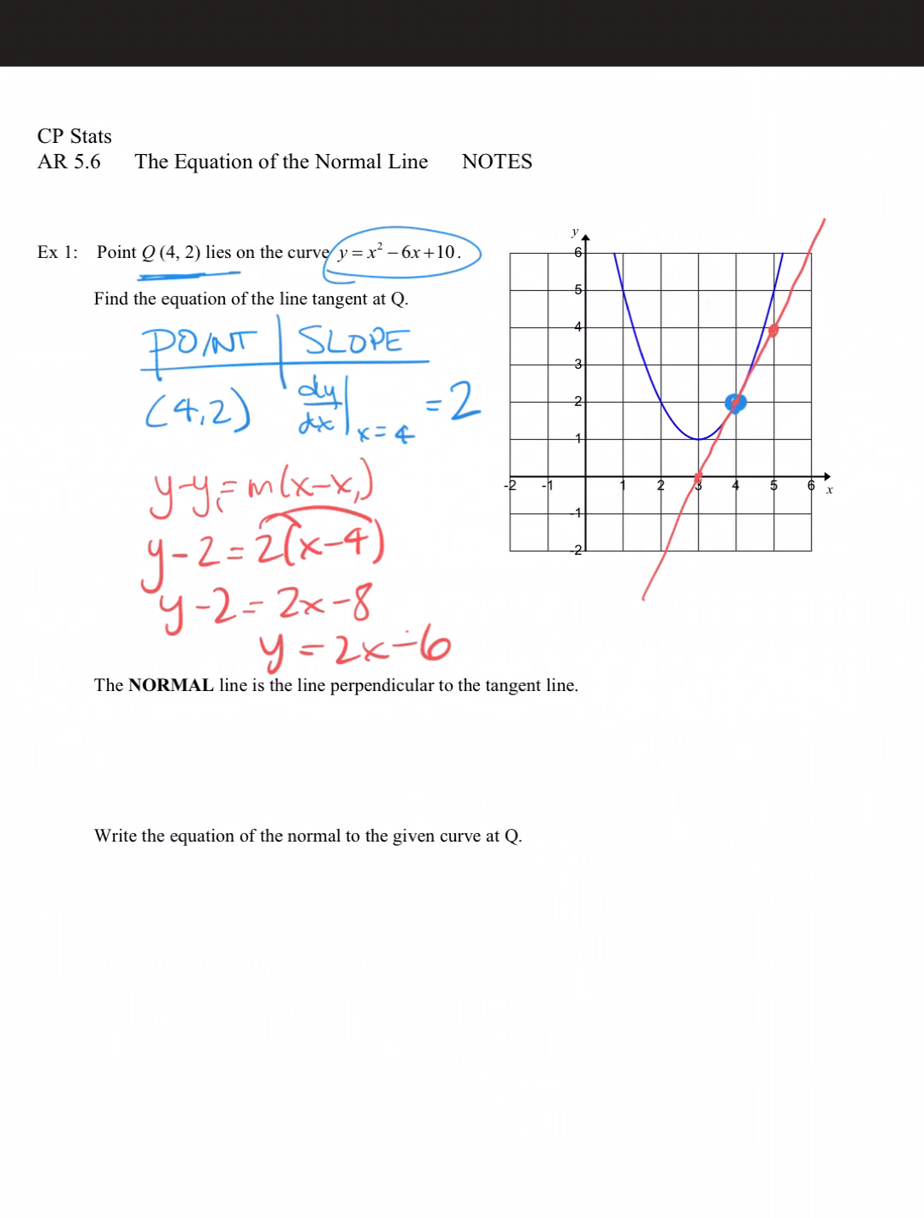Okay, now if you remember, a normal line is just perpendicular. So I'm going to draw that in for you. Actually, I'm going to find the slope first. The perpendicular slope is not going to be this, it's going to be its opposite reciprocal. And if I draw that in, you can see that this green line ends up being perpendicular to the red line.